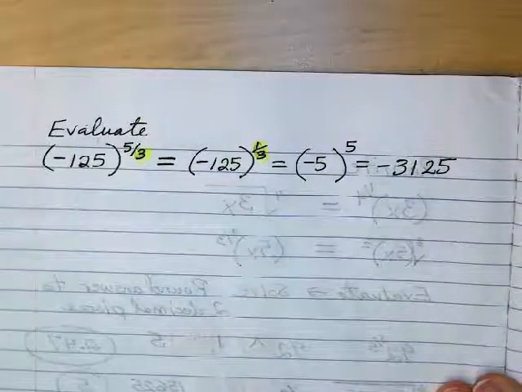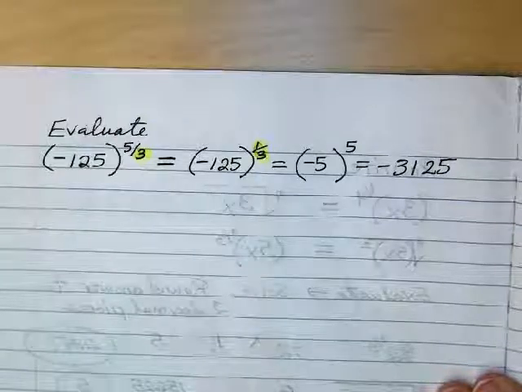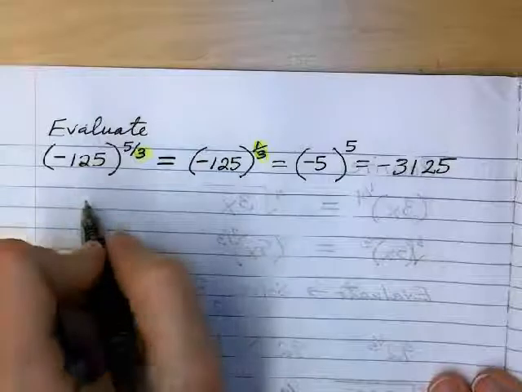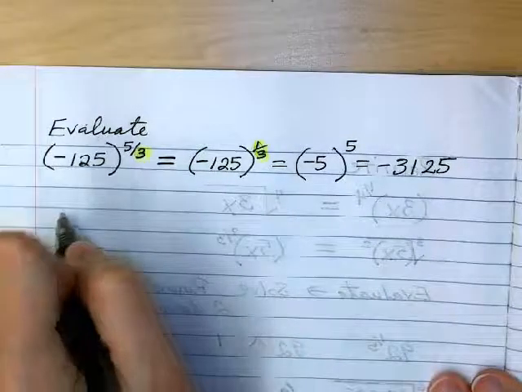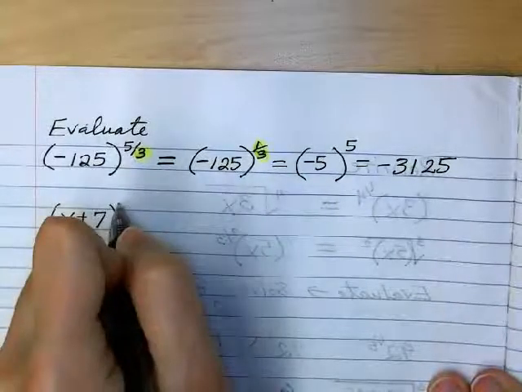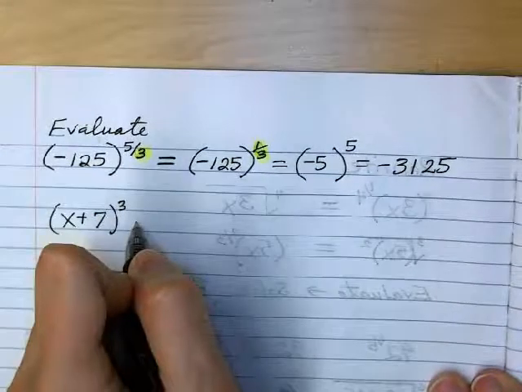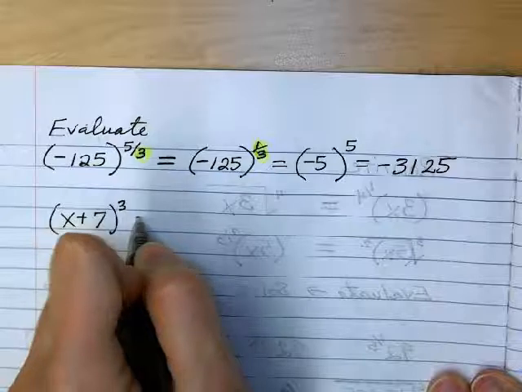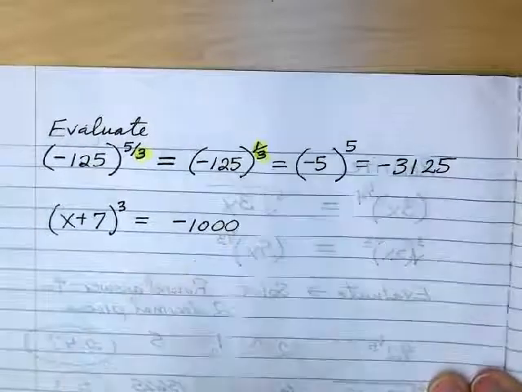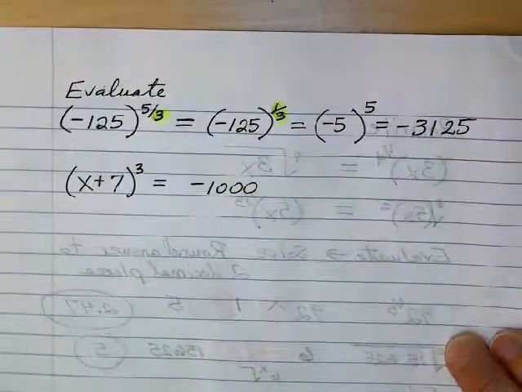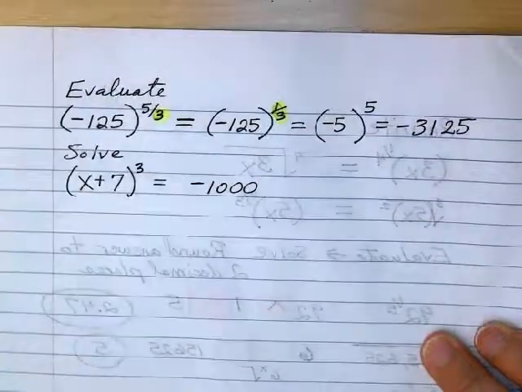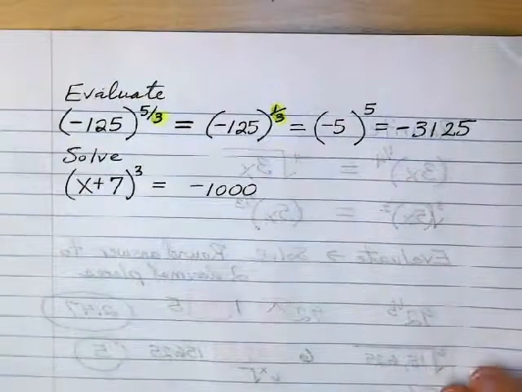Okay, last one. Let's say you had x plus 7, to the 3rd power, equals negative 1,000. Let's try to solve this one. Last one, and then you guys can work on your assignment on this stuff.